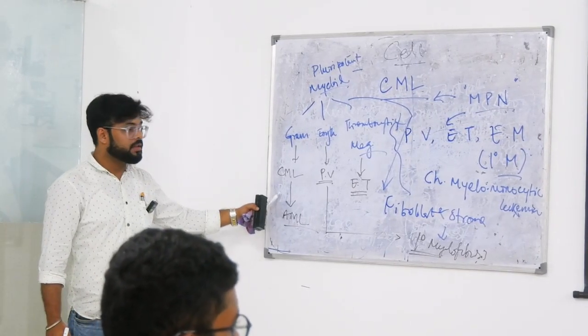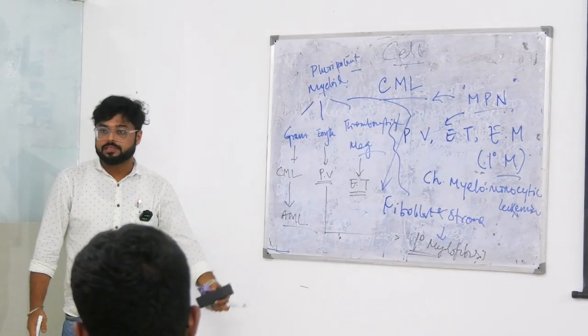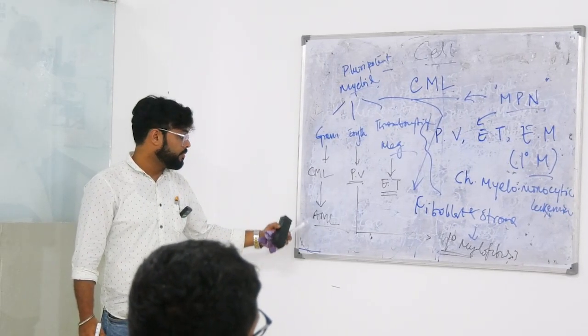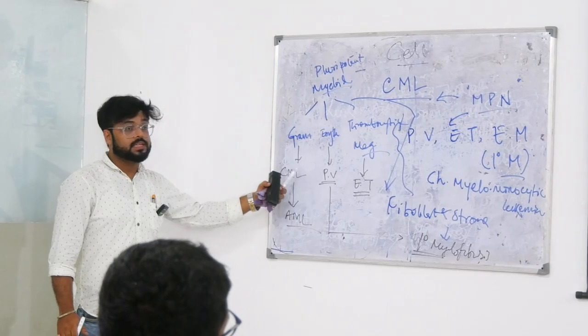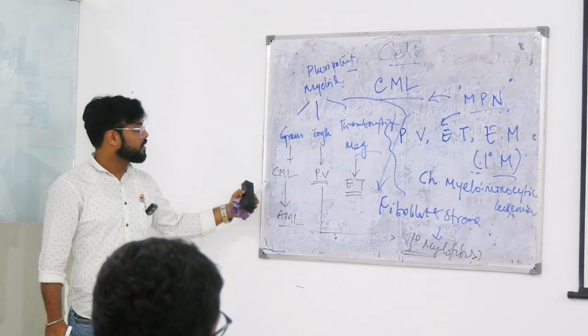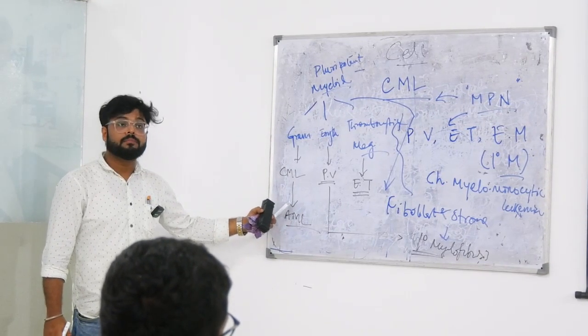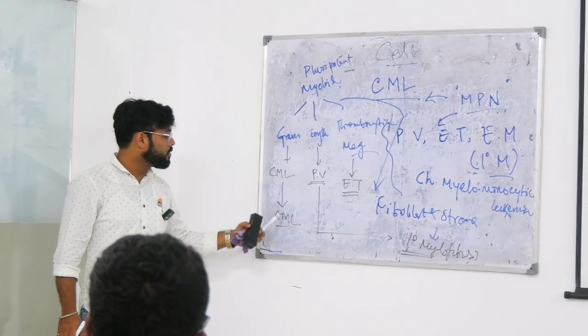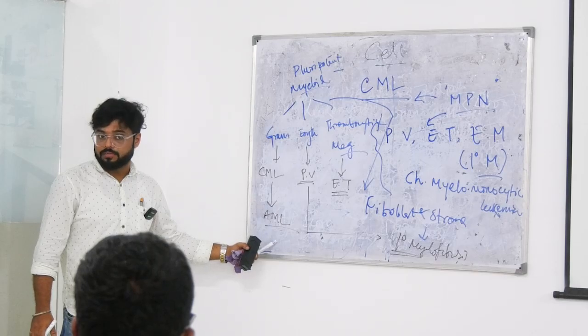And CML, with the advancement of the disease, may go into a further stage. Of course, most of these cases are diagnosed in the chronic stage, but there are mainly three stages. I will come to that later. But CML goes into the stage of AML at a later time.